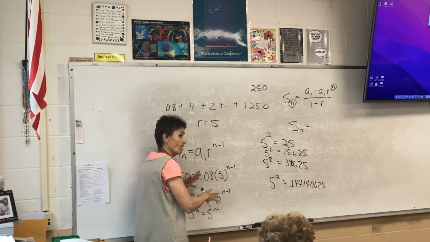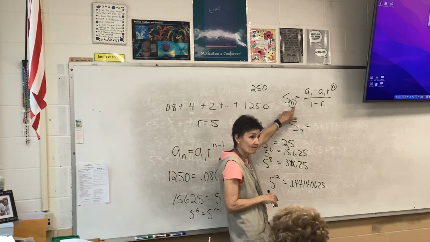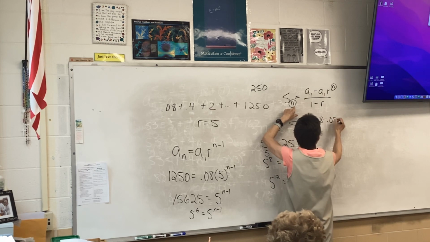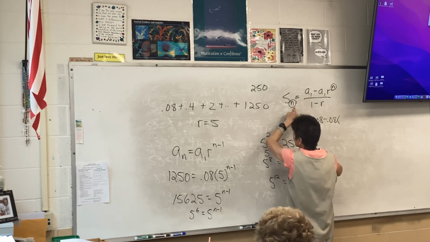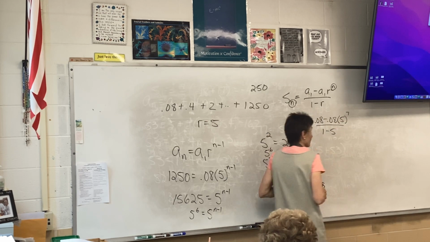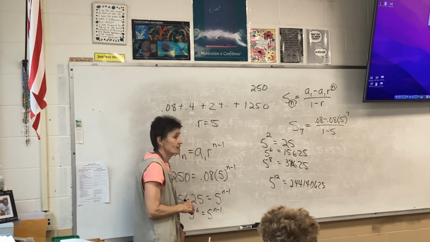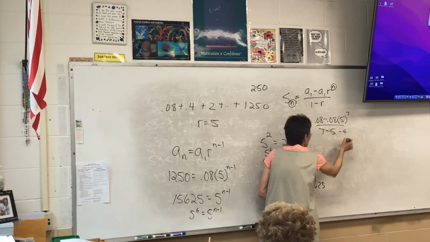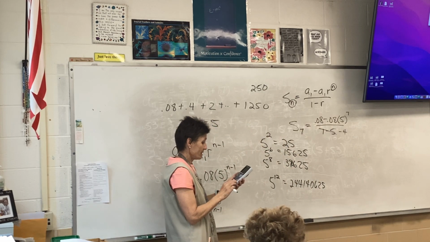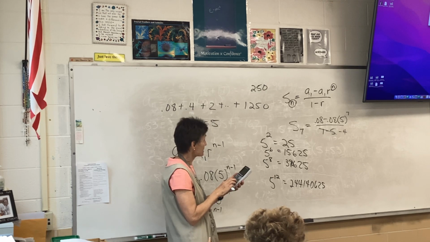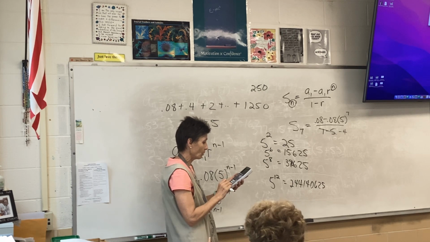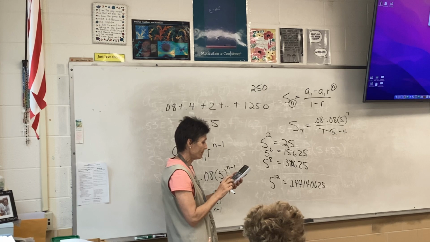All that messing around was so that I could find my n value. So the first term is 0.08. R was 5. N is 7. Here we go. We're going to type that in on our calculators. First, let's make this a -4 to make it easier on ourselves. So 0.08 minus 0.08 times 5 to the 7th equals, always hit equals before you divide.